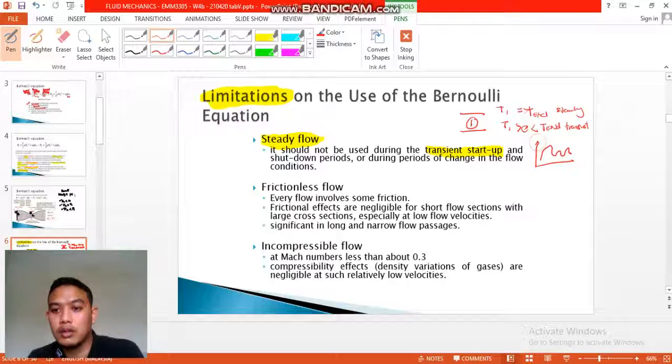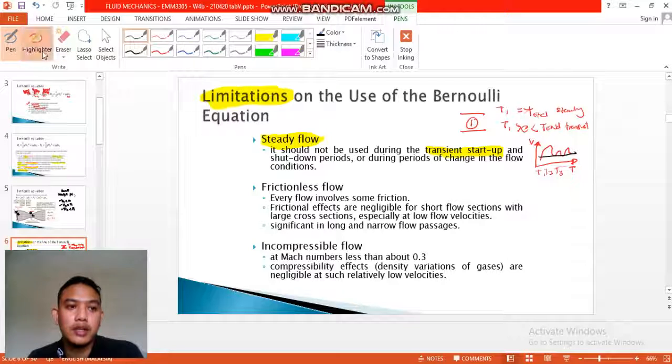Pulsatile flow is something like pumping. For example, there is a graph. This is your time T, this is your velocity. If at T1, T2, T3 there are changes of velocity, we call it a transient flow. But if it remains the same at T1, T2, T3, we call it a steady flow.